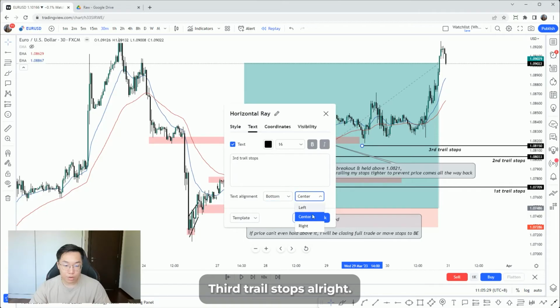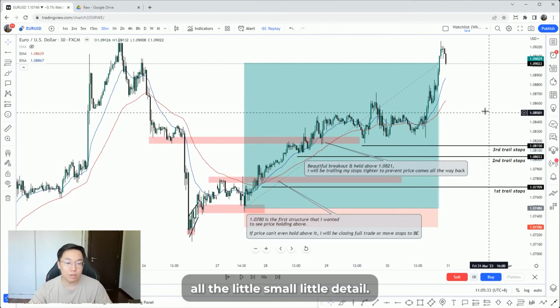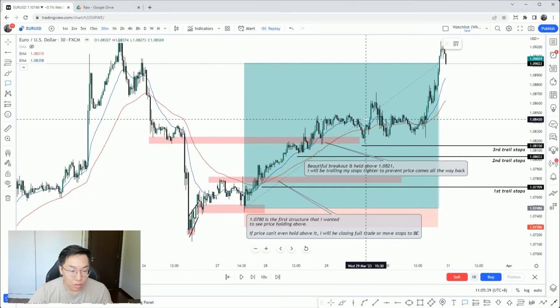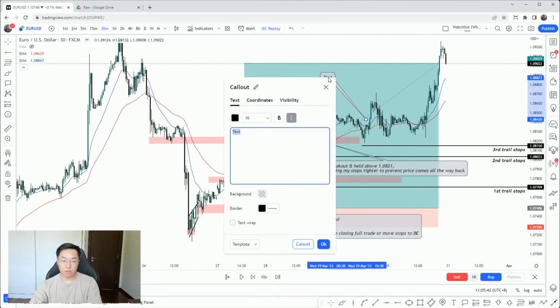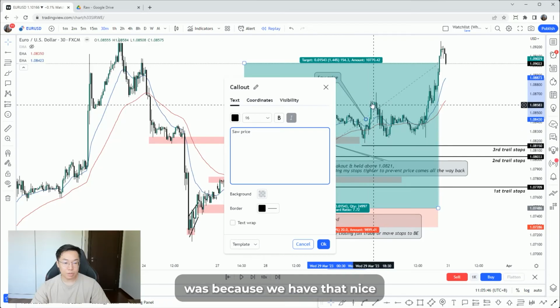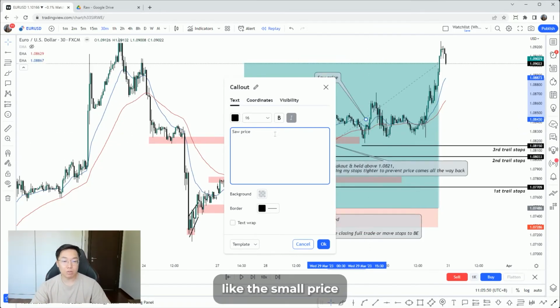Third trail stops, right? So in that way, you actually have all the small little detail. So that's our final trail stops, right? So saw price, because the main reason why we trail stops under that low was because we have that nice bull strength, that nice leg, that impulse leg there. Saw price created.